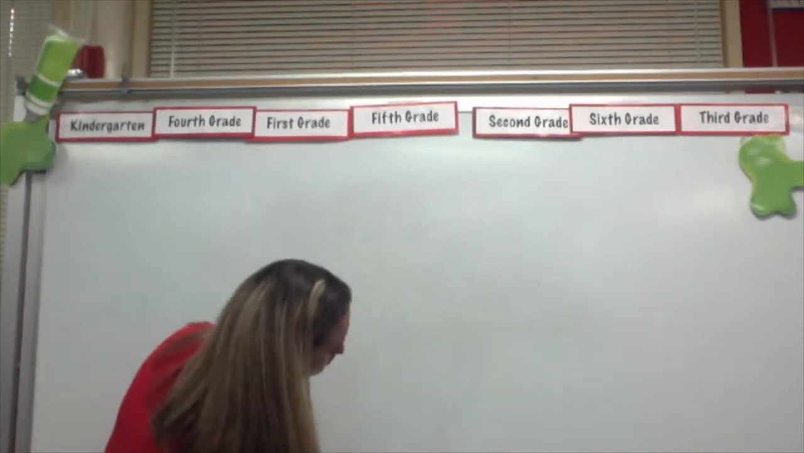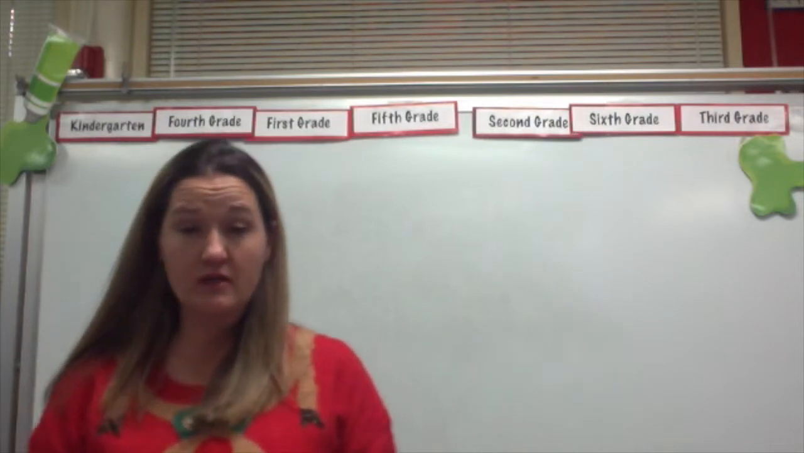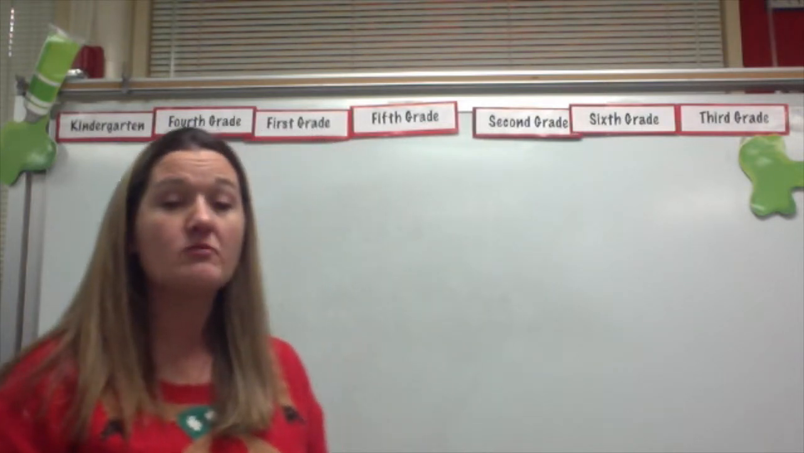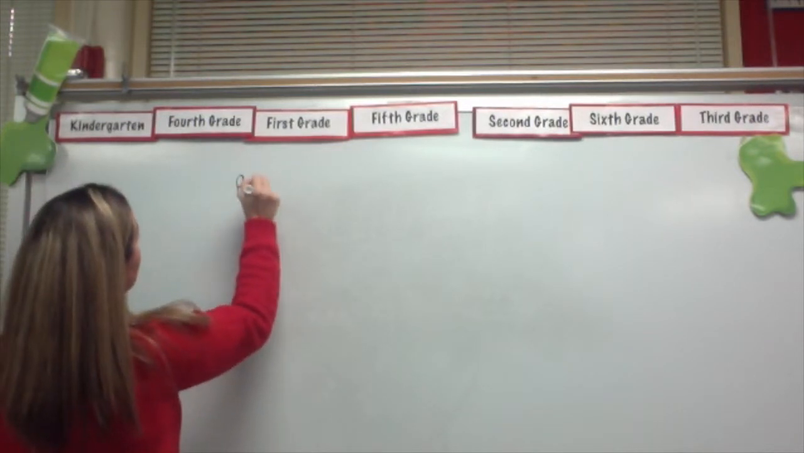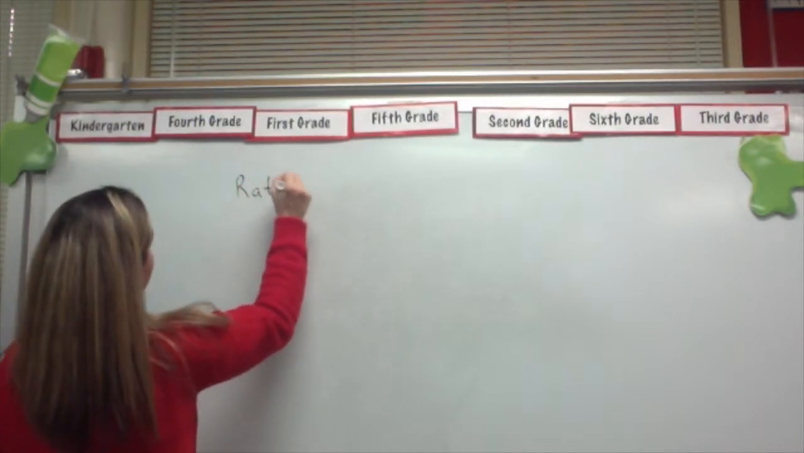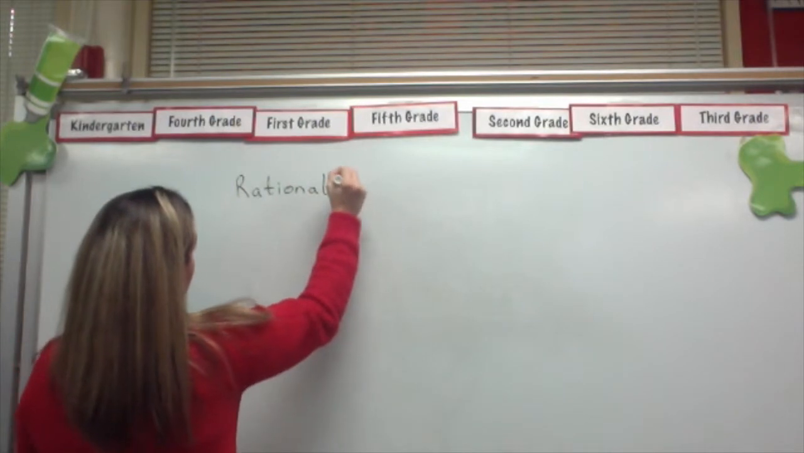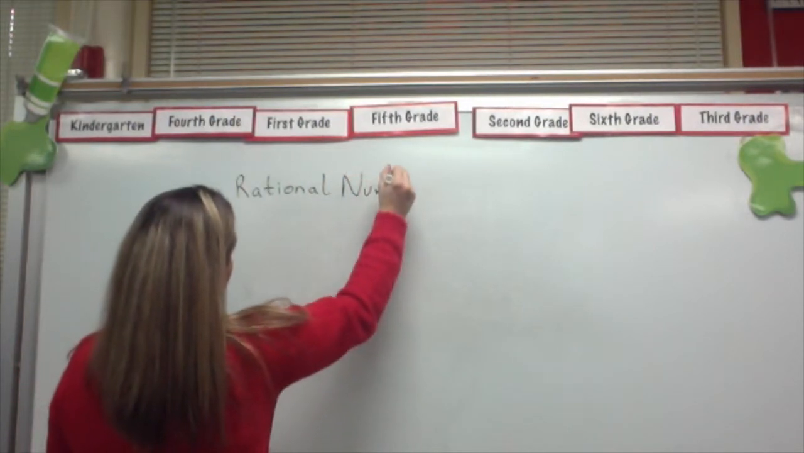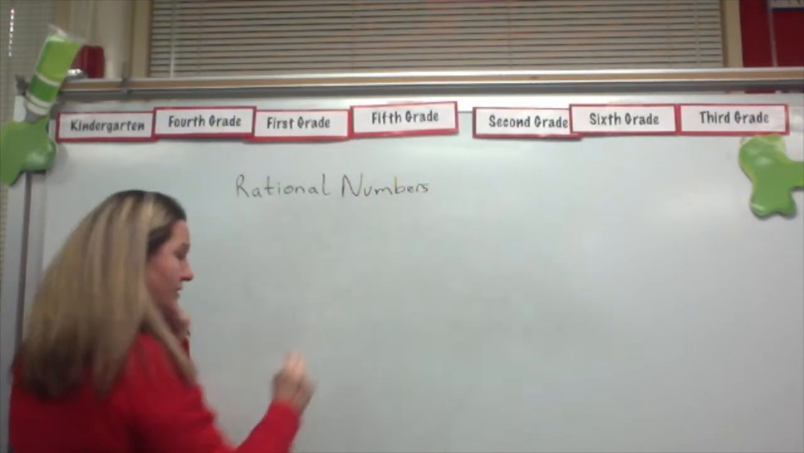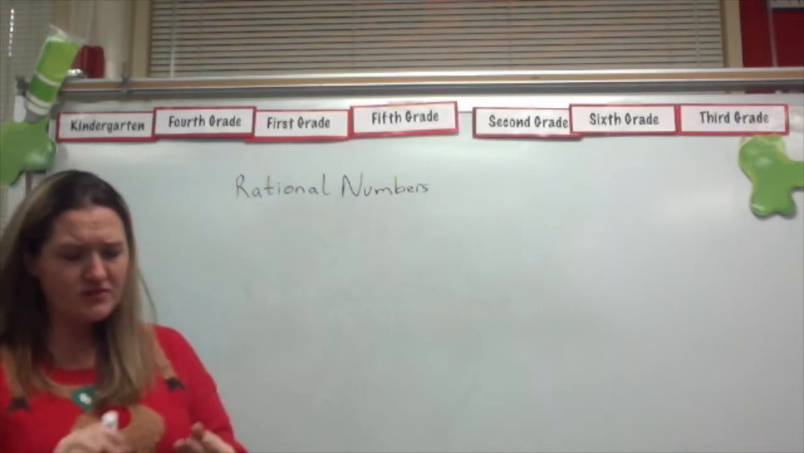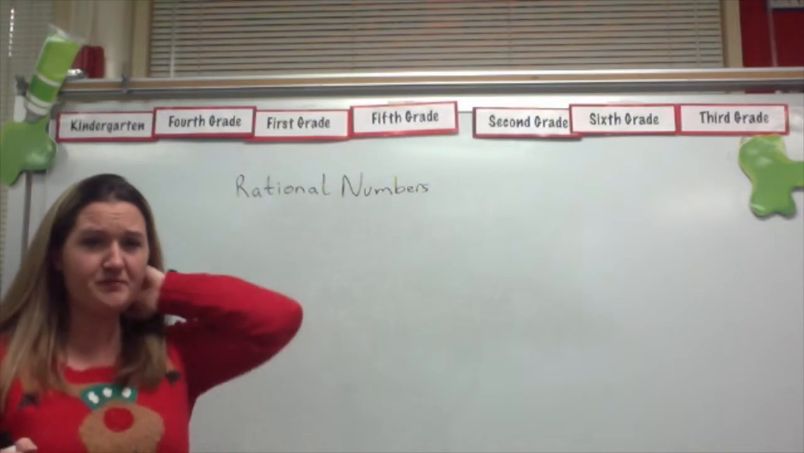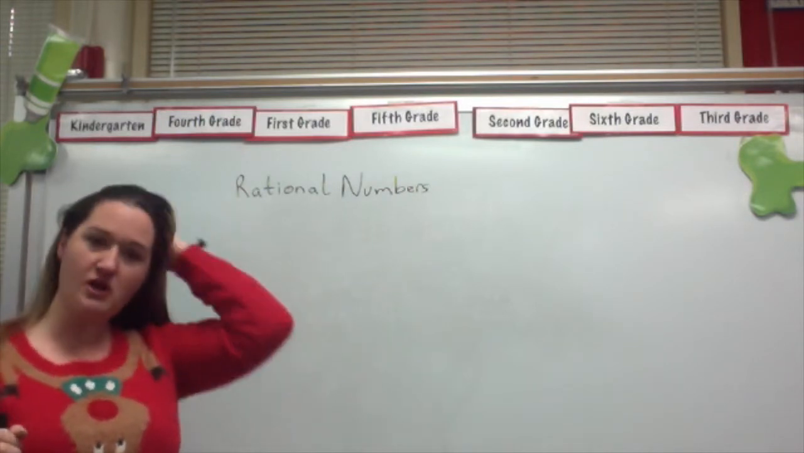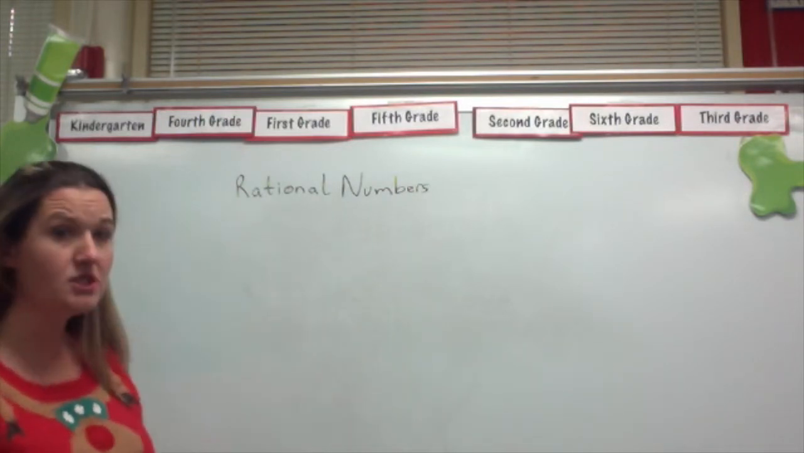Now we've got a couple of new vocabulary words that come up in this section: rational and irrational numbers. Let's talk about rational numbers. The bottom line with rational numbers is they're pretty much any number that can be written as a fraction. That seems pretty broad. Wouldn't you think that'd be all the numbers? But it's really not.